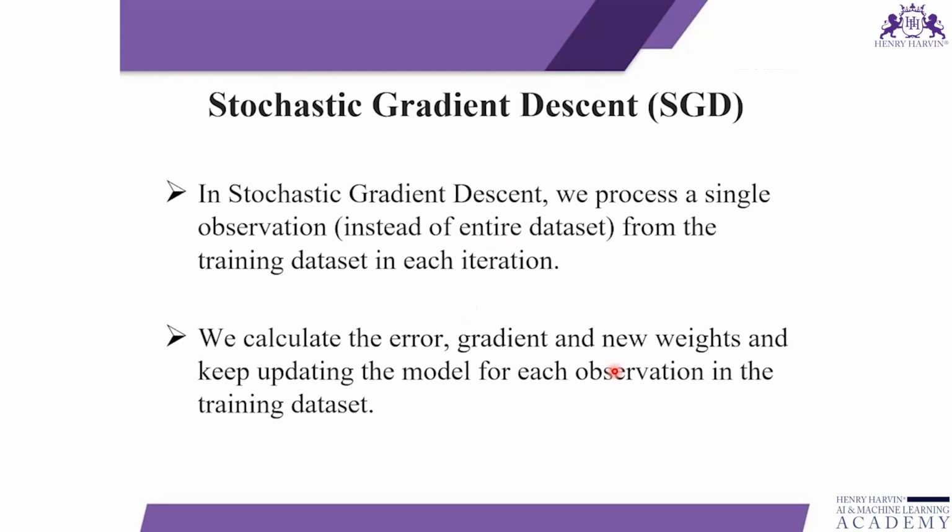What is stochastic gradient descent? In stochastic gradient descent, we process a single observation instead of the entire data set from the training data set in each iteration. So we calculate the error, gradient, and new weights and update the model for each observation in the training data set. This is a changed version of the gradient descent method where the model parameters are updated on every iteration. It means that after every training sample, the loss function is tested and the model is updated.